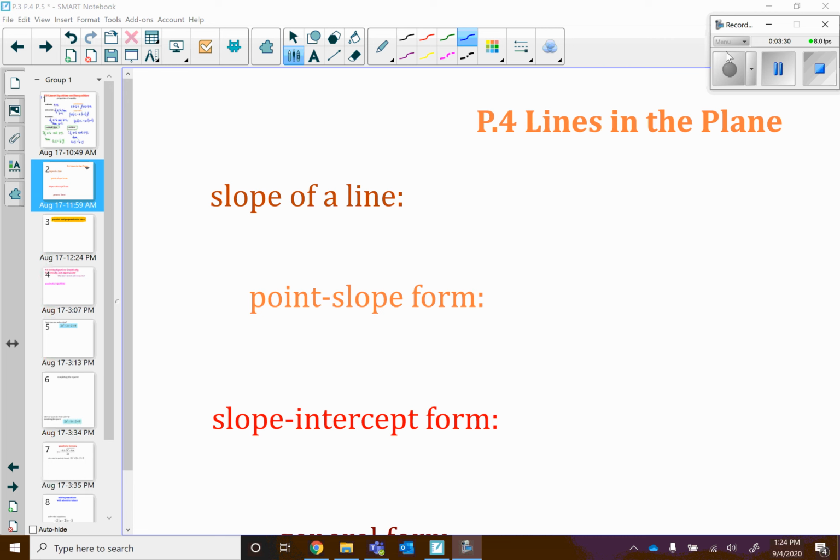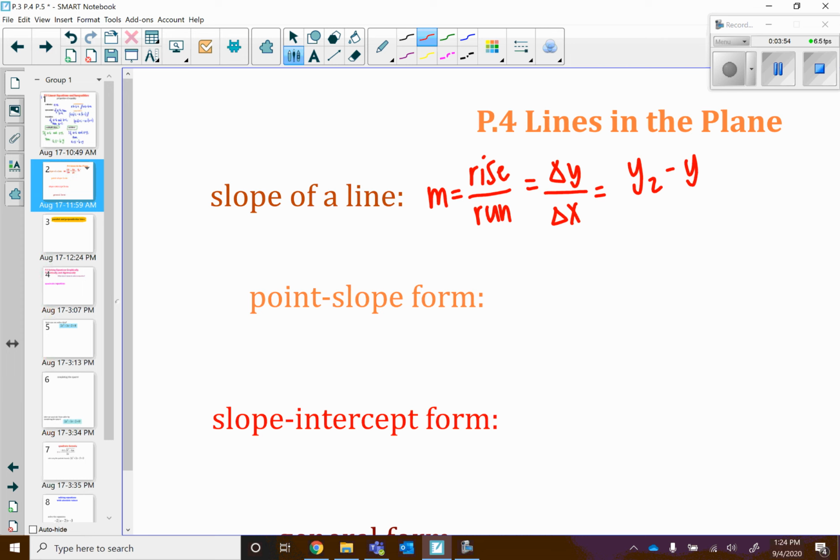So P.4, lines in the plane. Hopefully this is another super easy section for us, but we're going to brush up on it anyway. So let's remind ourselves, what is slope of a line? Often we use m, and it's known as rise over run, or change in y over change in x, or y2 minus y1 all over x2 minus x1.